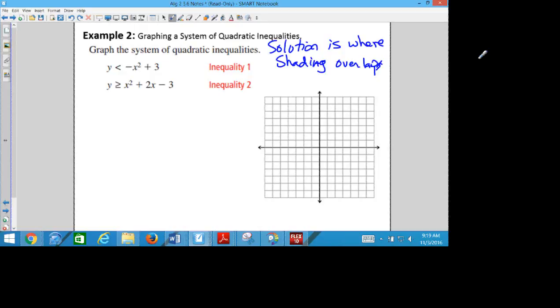So we're going to graph y equals -x² plus 3. I'm going to do this fast because of time. Y equals -x² plus 3 is already in vertex form, where the vertex is (0, 3). And this one opens where? Down. And there's no stretch, so it is the parent function values.